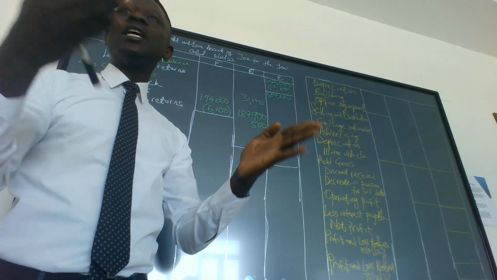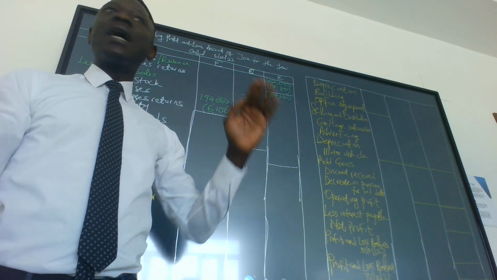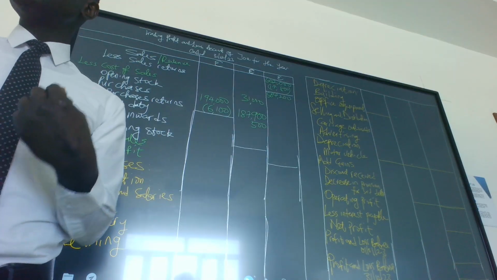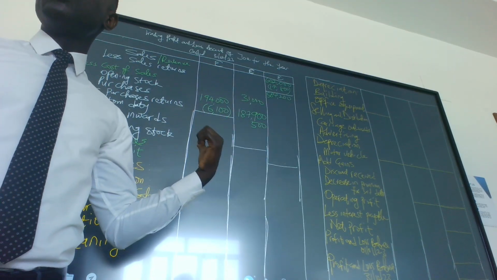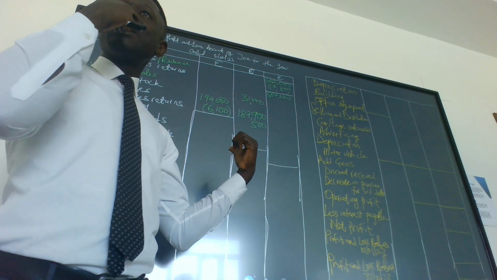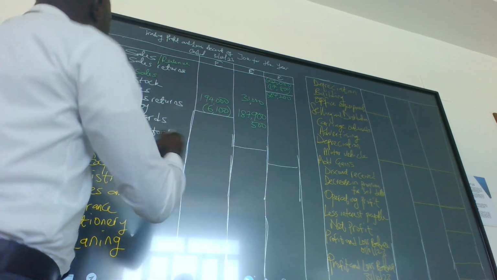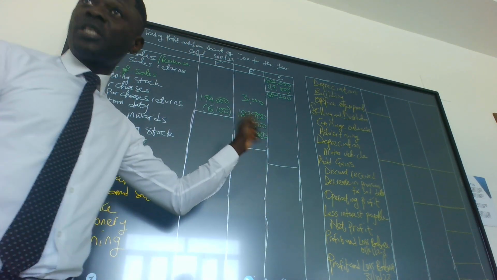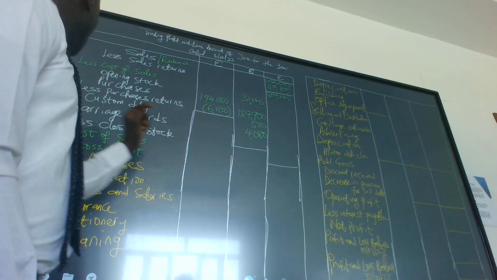We apportioned it yesterday. We divided it. Carriage on sales, carriage on purchases. Now we have carriage on purchases, which is carriage inward. So how much is it? 4,080. Are we sure? Yes. This is carriage on purchases, right? Great.